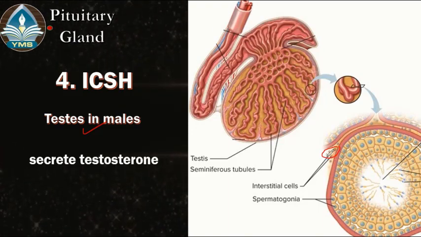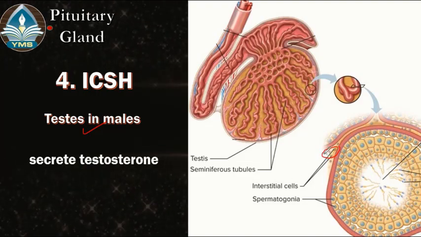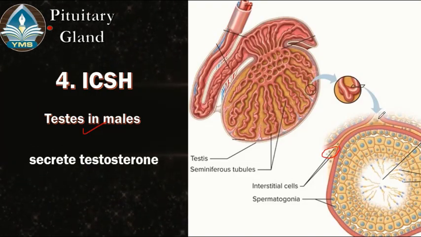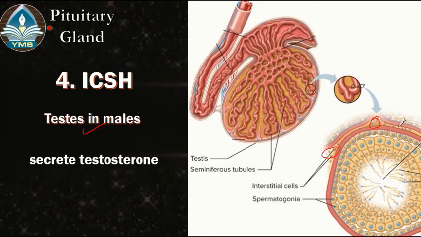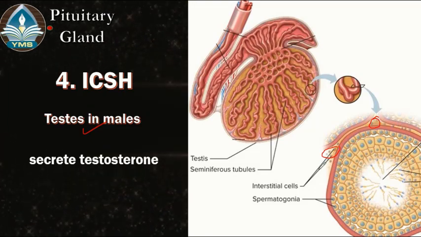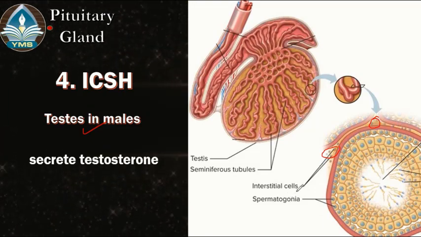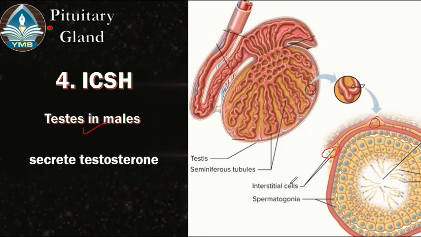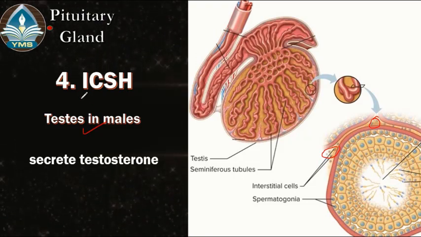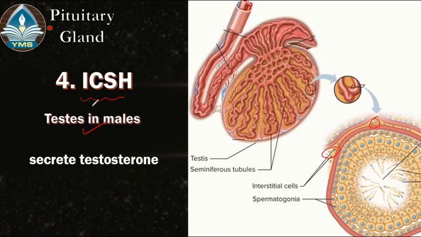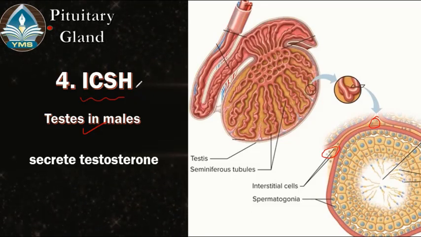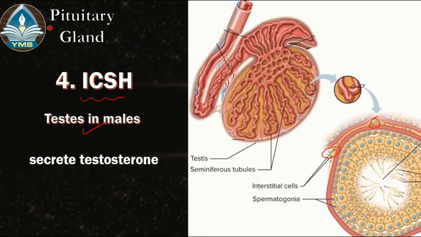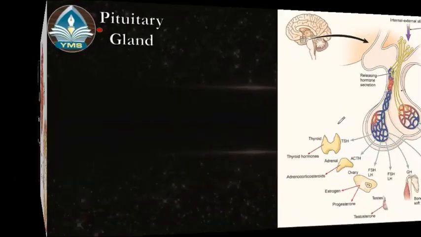So these cells, whose name is Leydig cells, these interstitial cells, will produce testosterone. What will stimulate these cells to produce testosterone is this hormone ICSH, interstitial cell stimulating hormone, and this is what it does. Let's go to the second hormone.